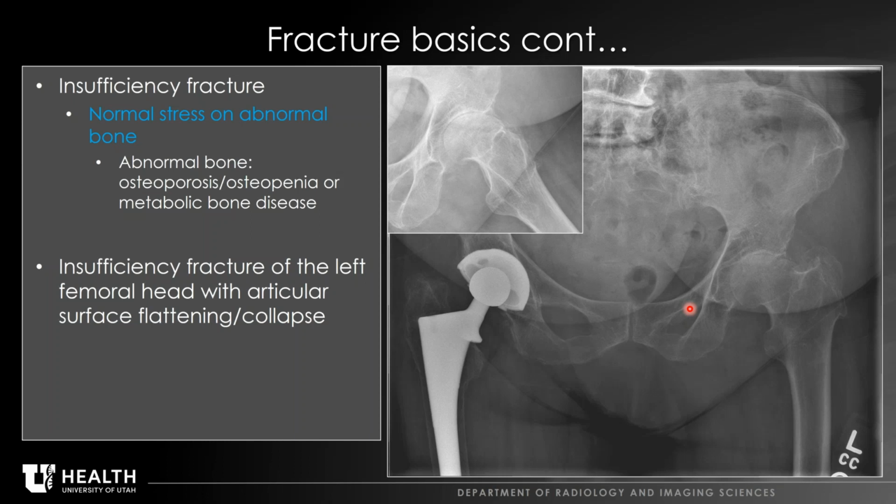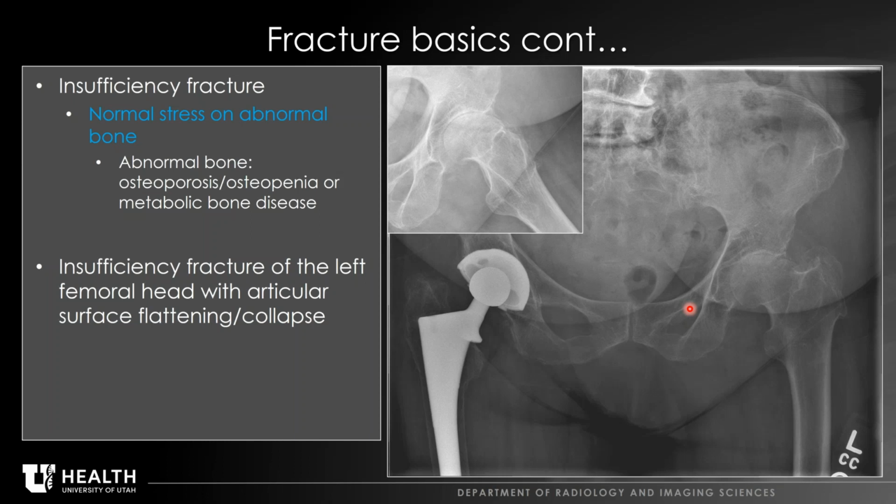And then we'll get to an insufficiency fracture. As opposed to a stress fracture, an insufficiency fracture is normal stress on abnormal bone, but not abnormal as in a pathologic fracture with malignancy or infection or a benign lesion. So this is an abnormal bone that's usually due to osteoporosis and osteopenia, or from a metabolic bone disease.